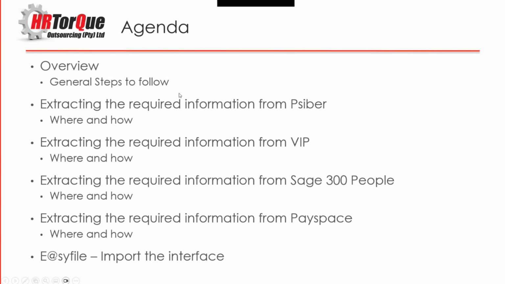To that end, today we're going to go over some general steps to follow, and then we're going to have a look at each of the different payroll softwares. I think my sequence on the softwares is correct here, but I may be a little bit off in their sequencing, but I don't think that's overly important. And then we're also just going to have a quick look at Easyfile and how we bring the information into Easyfile itself. That's the SARS portal for employers to use to import their data.